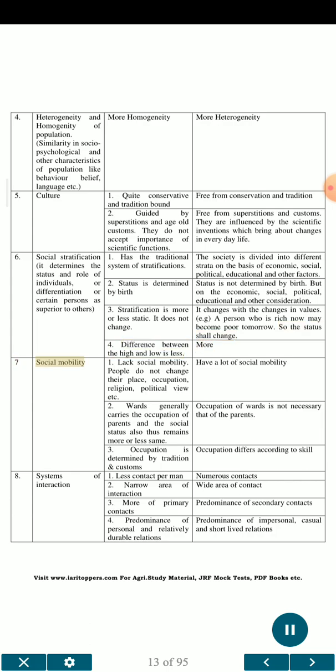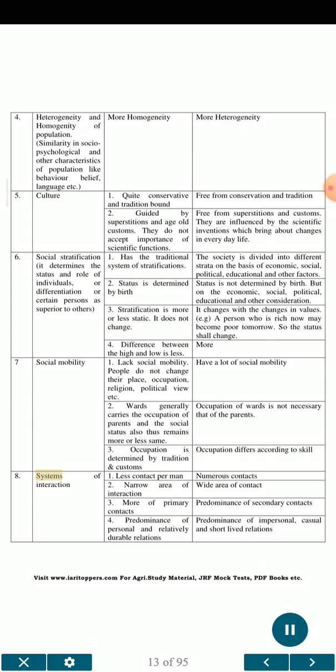7. Social mobility. 1. Rural: lack of social mobility. People do not change their place, occupation, religion, political view, etc. Urban: have a lot of social mobility. 2. Wards. Rural: generally carry the occupation of parents and the social status thus remains more or less the same. Urban: occupation of wards is not necessarily that of the parents. 3. Rural: occupation is determined by tradition and customs. Urban: occupation differs according to skill.